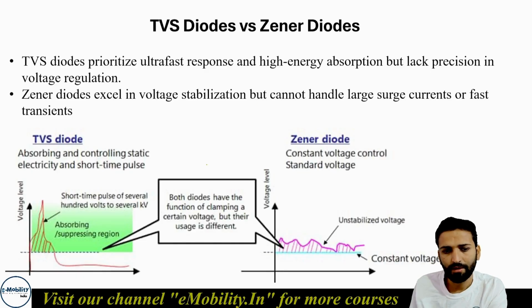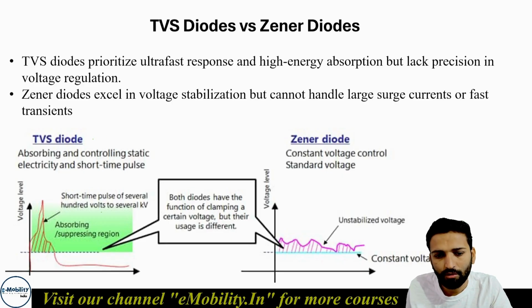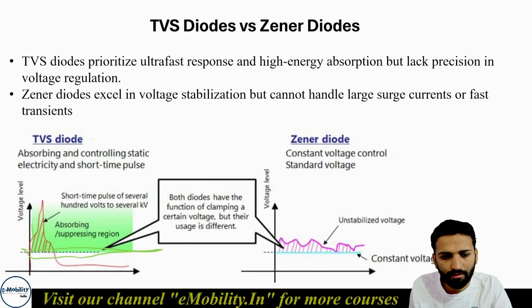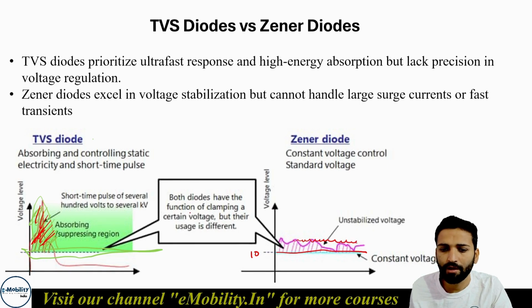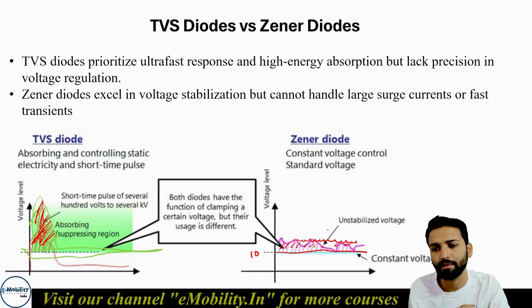This is a very good example where you can see that a TVS diode is used. So this is the voltage I require in a circuit. As soon as the surge comes, this surge is absorbed by the TVS. While a Zener diode is very different. For a Zener diode, the voltage I need is 10 volt, and above that voltage I will be rejecting it. So both diodes have the function of clamping a certain voltage, but their usage is different. One is used to absorb surges, and the other is used to absorb the ripples in the voltage supply.